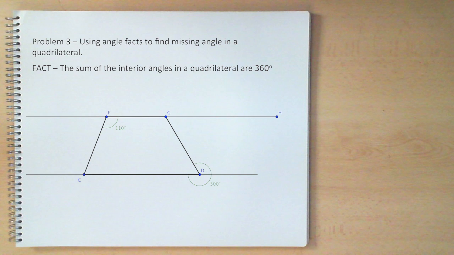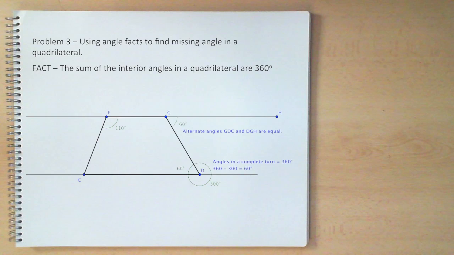Let's start with the angle at D. So the angles in a complete turn are 360 degrees. So that angle there at D is 360 minus 300, which is 60 degrees. That's quite straightforward. Now we can use our parallel lines to say that the alternate angles GDC and DGH, the ones circled by the red rings, those are alternate angles. So one of those angles is 60 degrees, therefore the other angle is going to be 60 degrees as well.